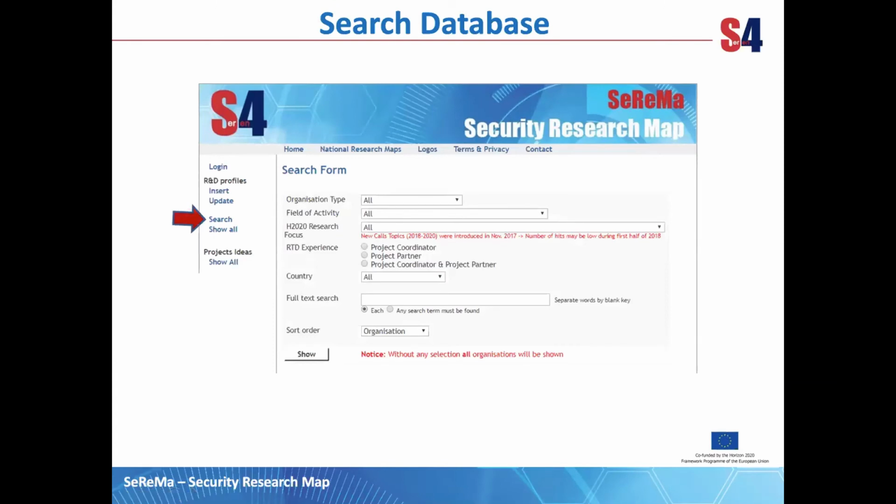After your NCP goes over your profile, you will appear in the search function. Here, you can search for different types of organizations using different fields. You can search based on field of activity, research focus, experience, country, or even by using text.